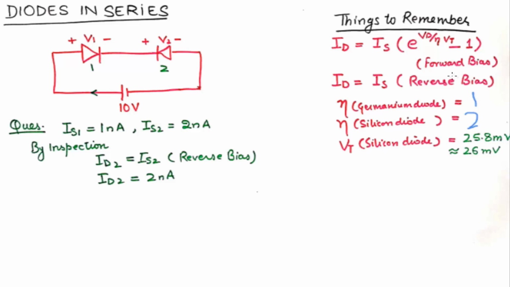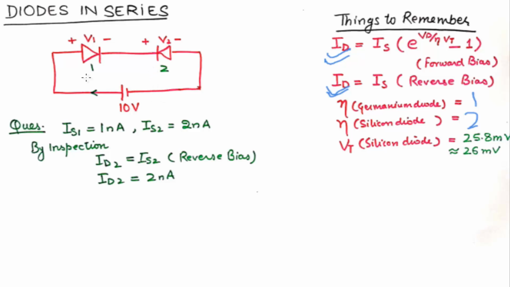So these are the things that you need to commit to your memory. And for reverse bias, the diode current is always equivalent to the saturation current. So Is is the saturation current that may be given in your numerical. So these two formulas are extremely important to solve questions based upon diodes placed in a network in series.